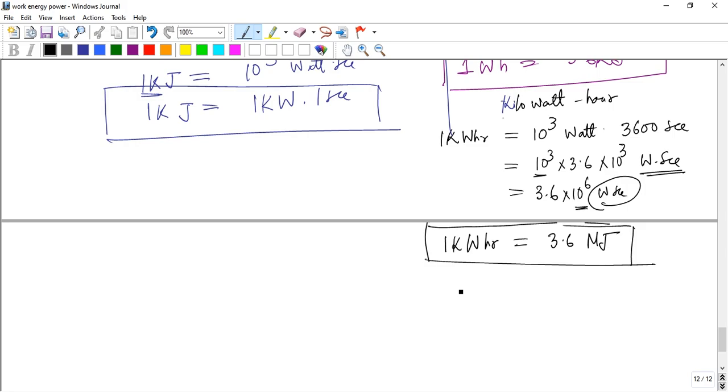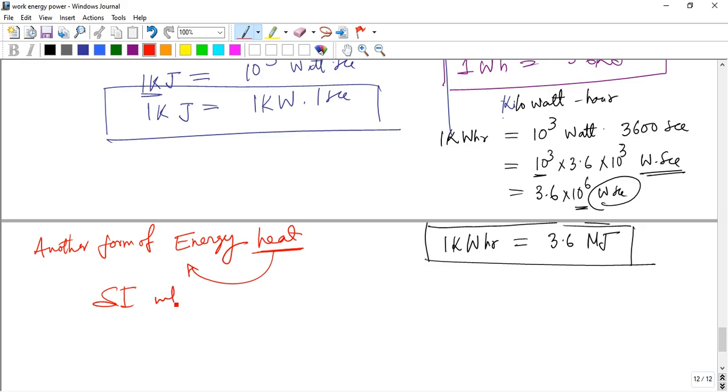Okay, so another form of energy is heat energy. The SI unit of heat energy is also the joule. So that is joules.